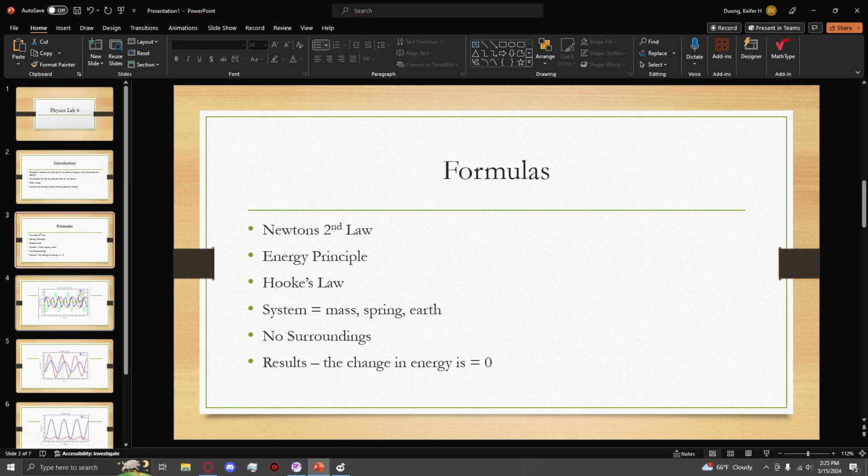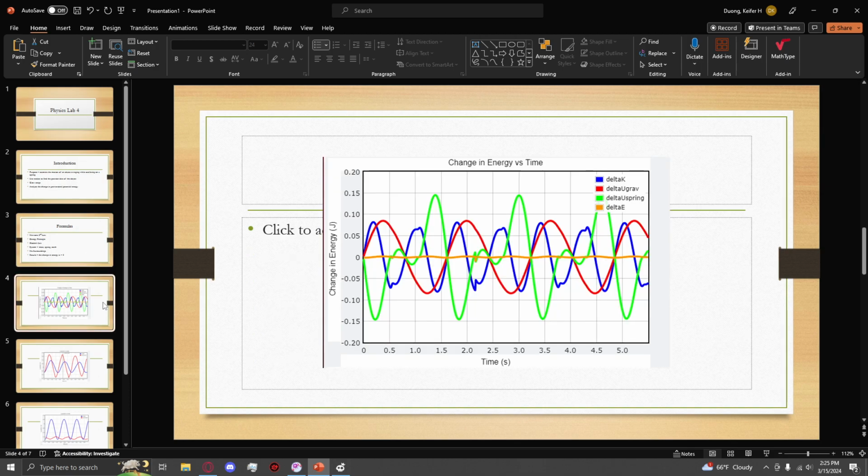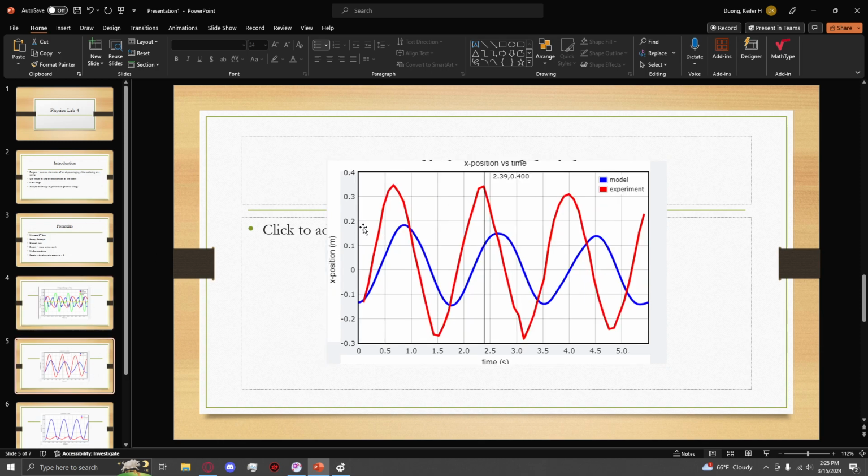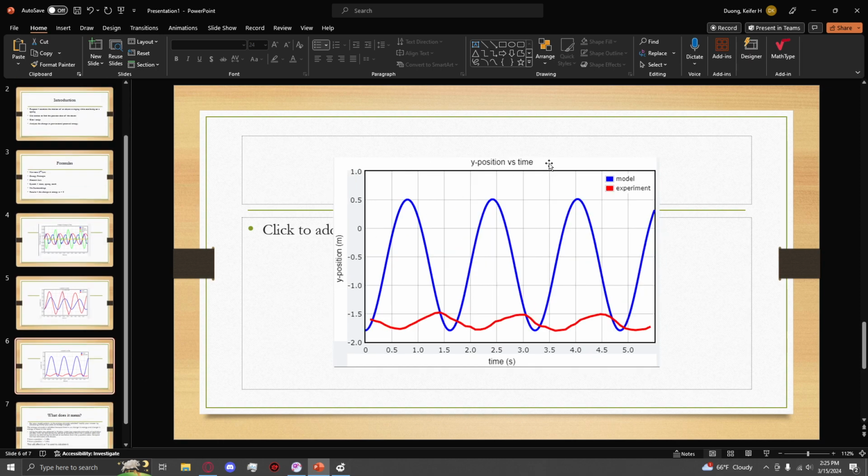So going back to the PowerPoint, I was able to get the change in energy versus time graph. And I was able to get the X position versus time graph. And I was also able to get the Y position versus time graph.